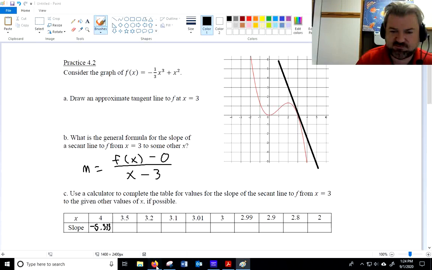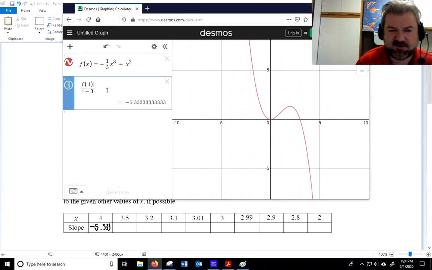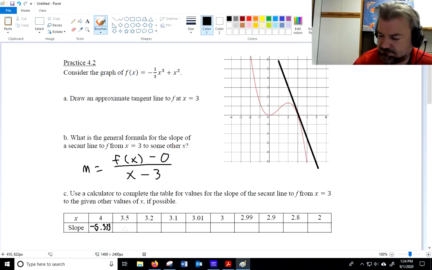Okay, let's try the next one. It bothers me not having that second term there. It doesn't look like y2 minus y1 over x2 minus x1. That's what, all right, 3.5 over 3.5. So we have negative 4.083.